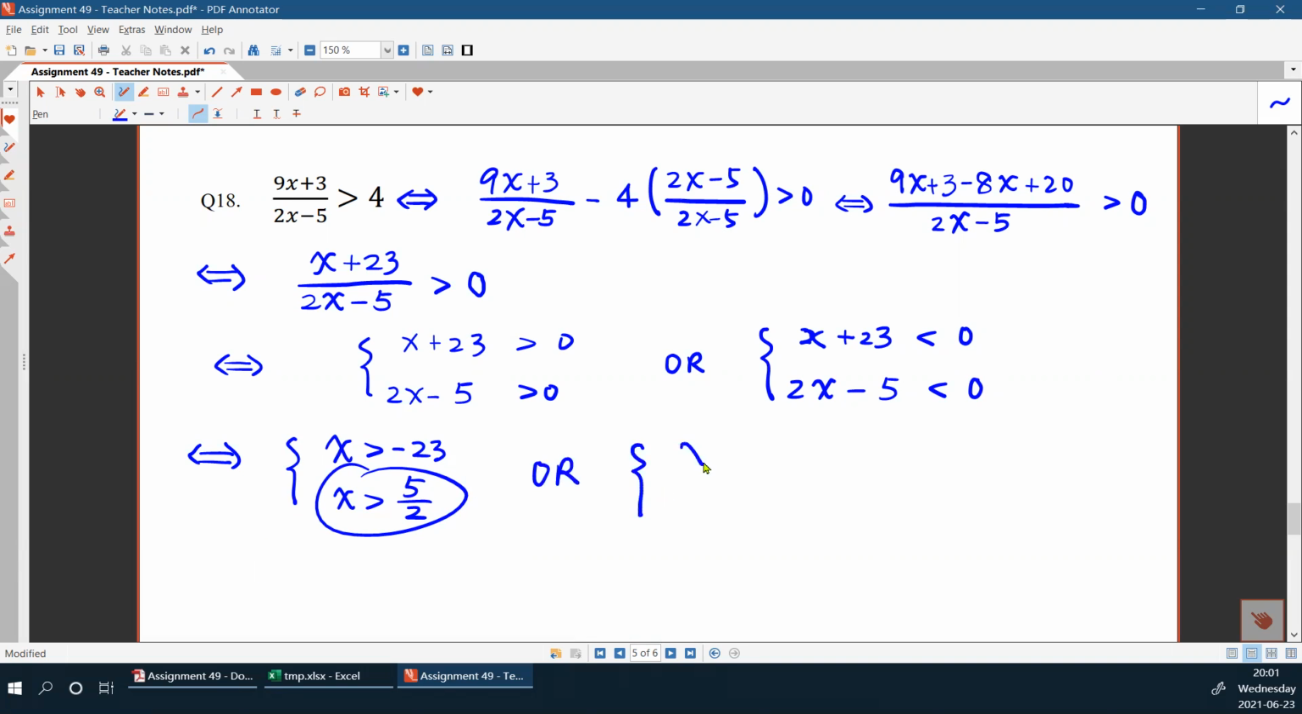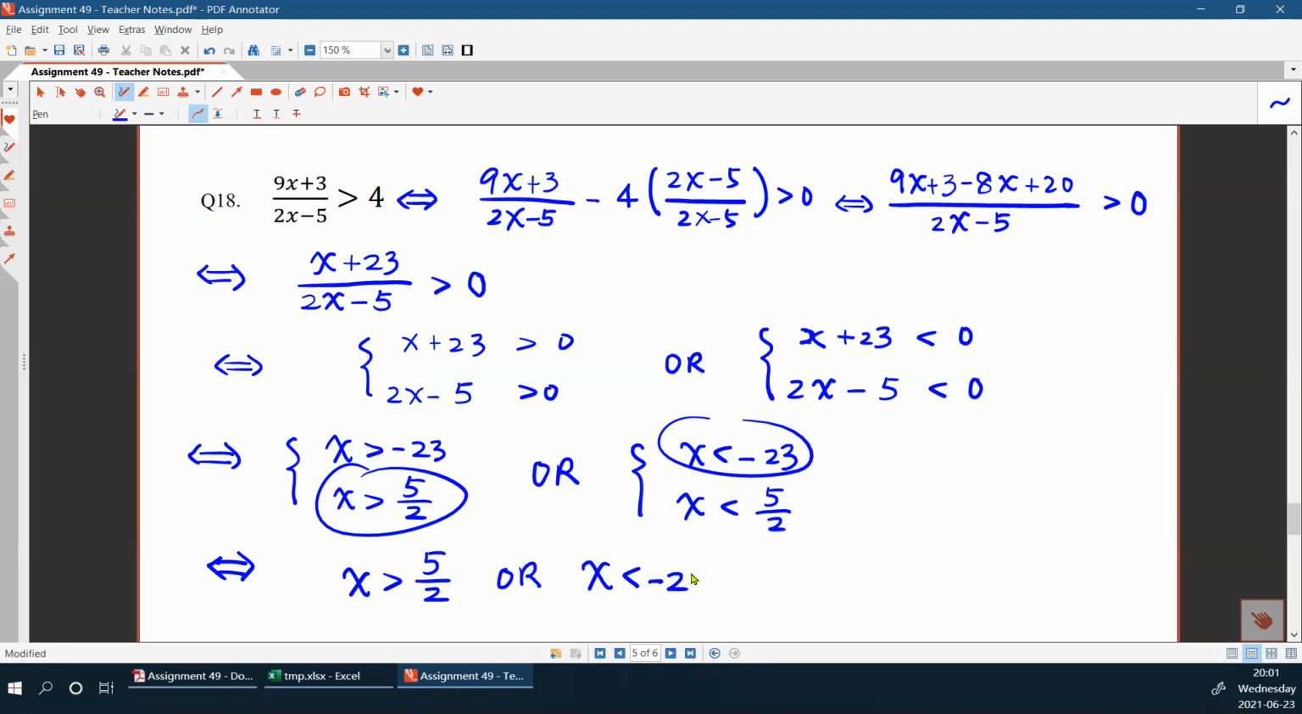Or x is smaller than minus 23 and x is smaller than 5 over 2. And this time, minus 23 is smaller than 5 over 2. So the combined result is, of course, x is smaller than the smaller number, right? This is the overlapped area. So the final result is x is either larger than 5 over 2 or x is smaller than minus 23.